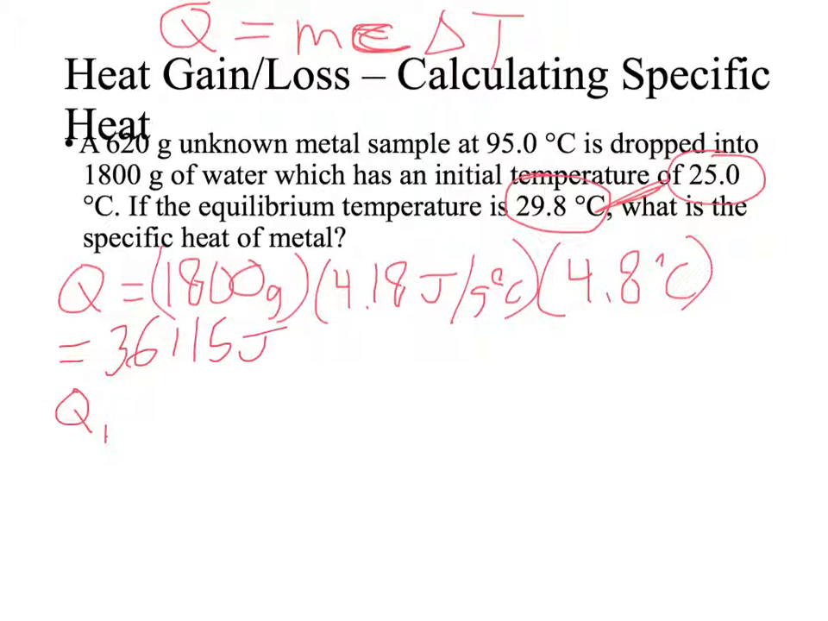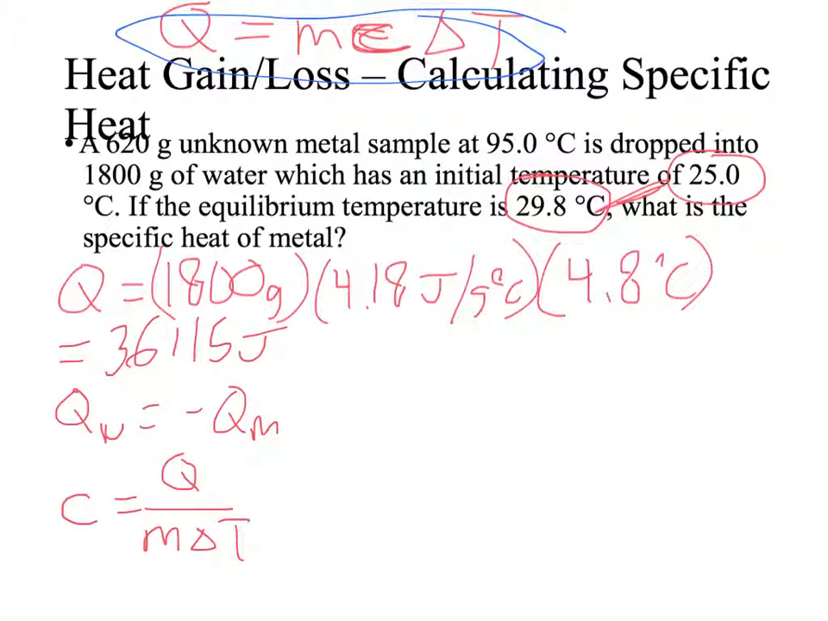Well, now we need to solve for this heat. Obviously, the Q for the water, Q sub W, is equal to the minus Q for the metal, because the heat that went into the water all came from the metal. We need to solve for C for the metal, and C is equal to Q divided by M delta T. We're using the same equation that we used before, Q equals MC delta T, and solving it for C. We substitute our numbers, and I'm going to put in my negative 36,115 joules divided by the mass of metal, which was 620 grams.